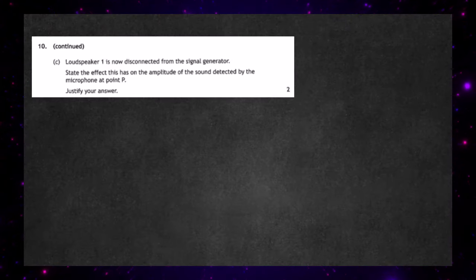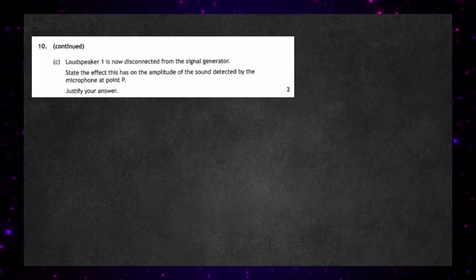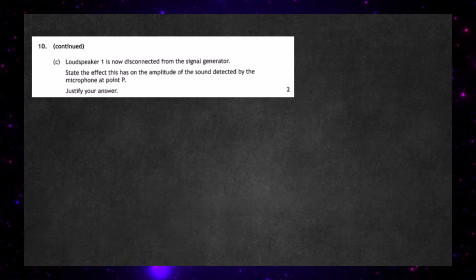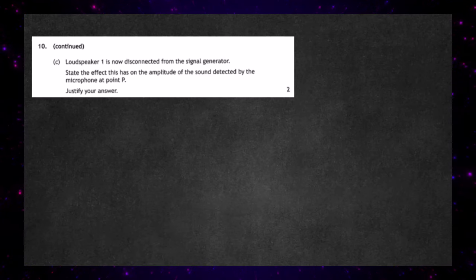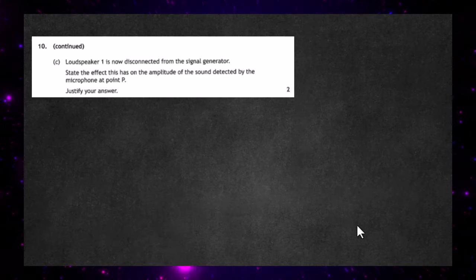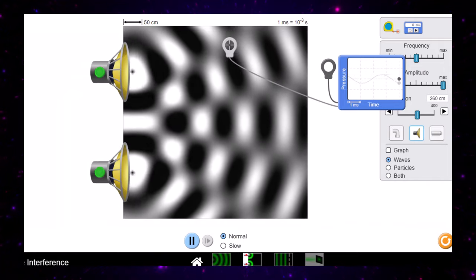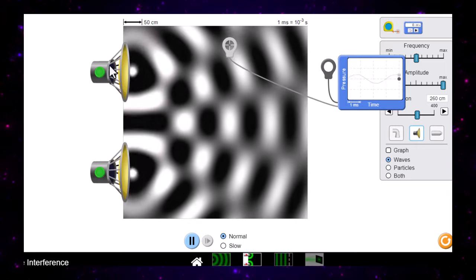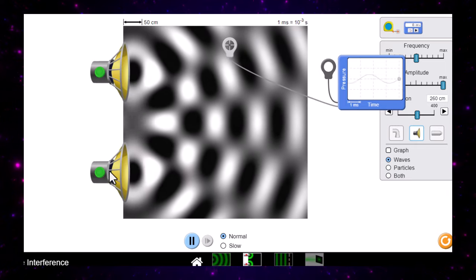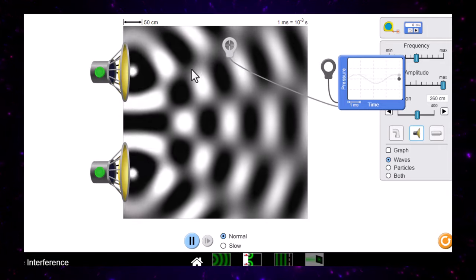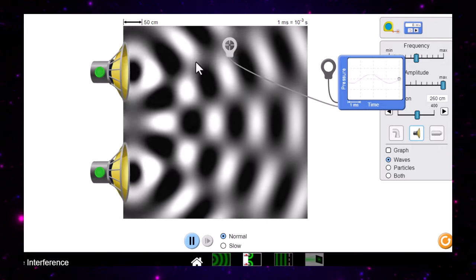Question 10, continued, part C. Loudspeaker 1 is now disconnected from the signal generator. State the effect this has on the amplitude of the sound detected by the microphone at P. Well, let's take a look at a simulation of this from the famous site PhET, and here we have the situation. You can see we've got speaker 1 and speaker 2 here, and we've got a detector positioned along this line of destructive interference. You're not going to get complete destructive interference here.